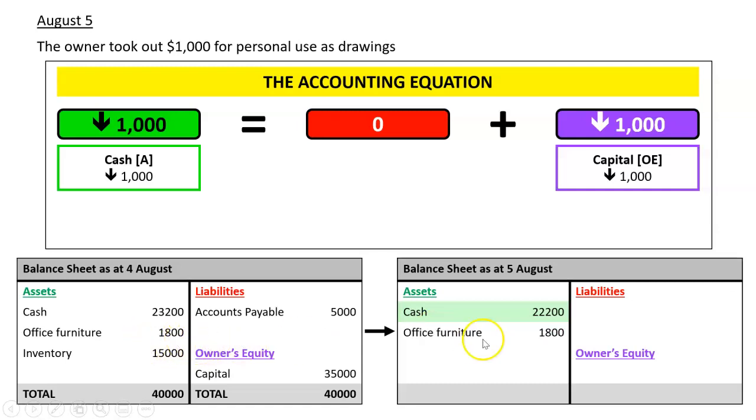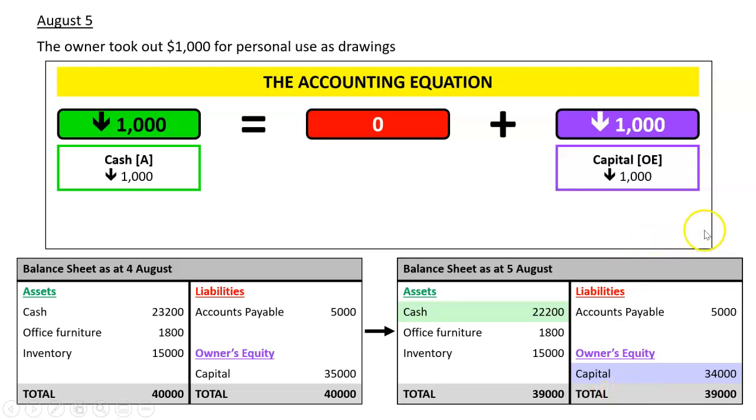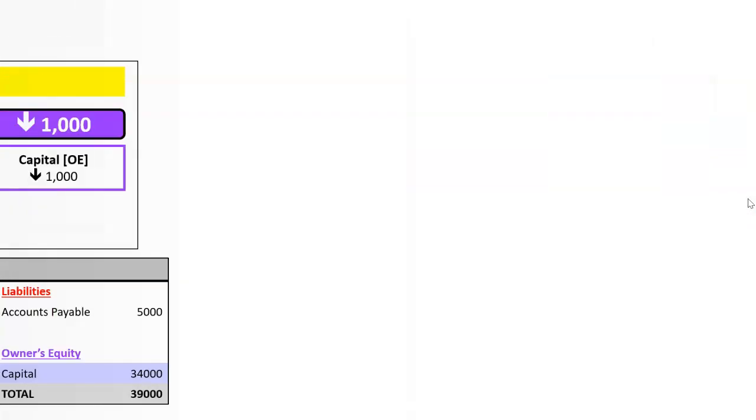Nothing happened with furniture. Nothing happened with inventory. Nothing happened with accounts payable. But this does change. Capital should go from 35,000. It's going to go down 1,000. So that should be 34,000. Let's total both sides up, and they both come to 39,000. Rules of double entry accounting are fulfilled.